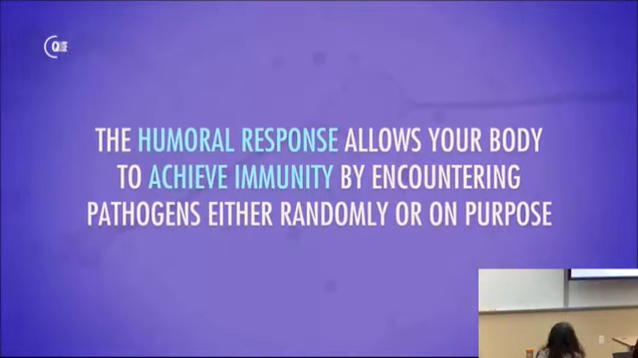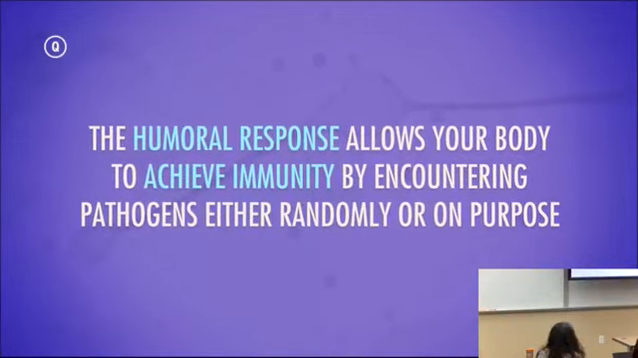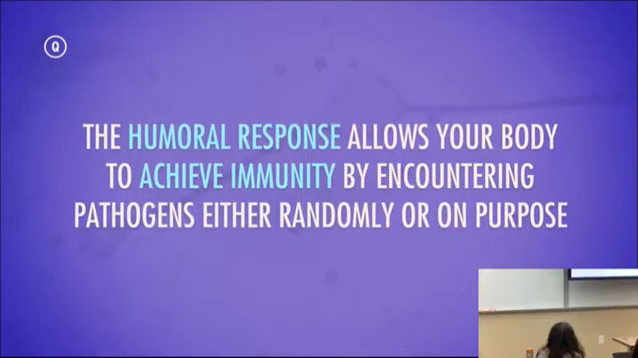And not only that, but while all this is going on, antibodies are also ringing a chemical dinner bell, calling in phagocytes from the innate immune system and special lymphocytes from the adaptive system to destroy these messy little antigen-antibody clumps. So the point of all of this in the short term is to keep you healthy, but in the long term, this process also adds to your overall immunity. The humoral response allows your body to achieve immunity by encountering pathogens either randomly or on purpose.